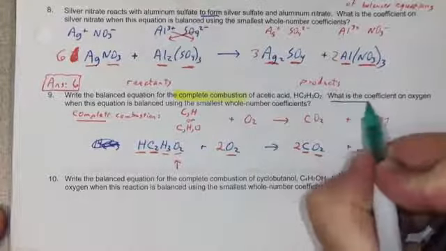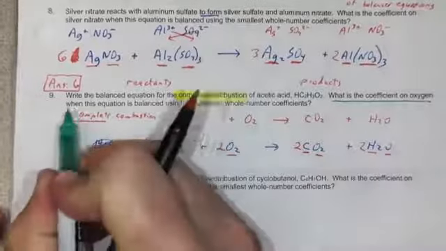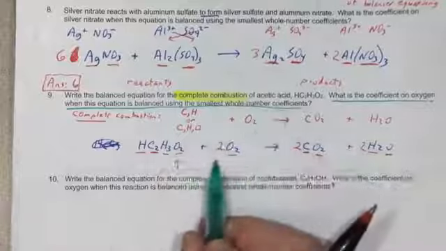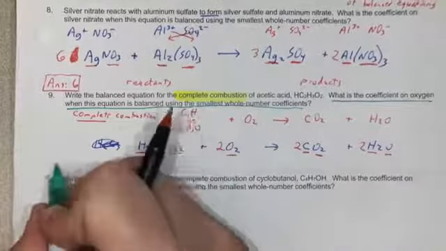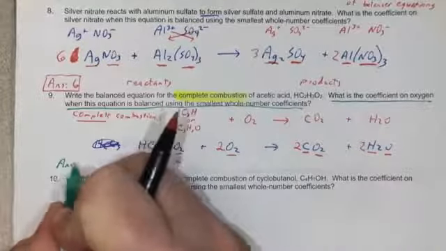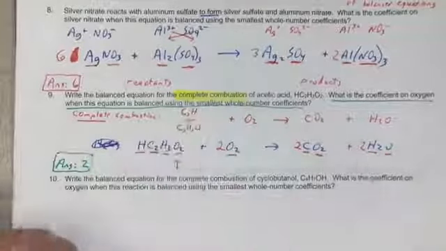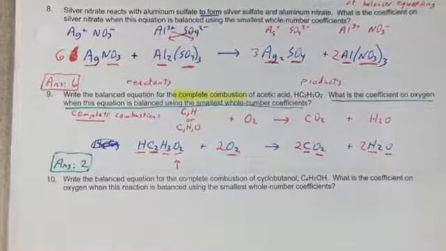Now notice how the question was worded. It says, what is the coefficient on oxygen when this equation is balanced using the smallest whole number coefficients? The coefficient on oxygen is 2, so the answer to this question will be 2. The only way you can get that is to actually balance it. You can't look at this and guess what the coefficient is. You have to actually balance it.